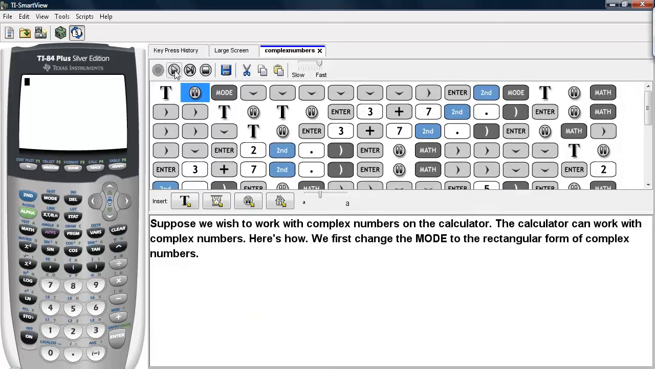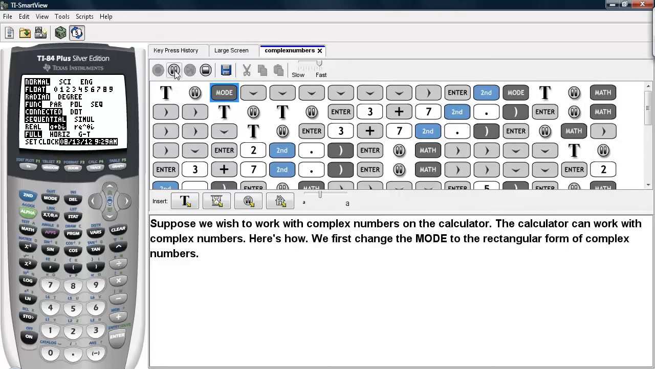Suppose we wish to work with complex numbers on the calculator. The calculator can work with complex numbers, and here's how. We first change the mode to the rectangular form of complex numbers. So we hit Mode, and we'll scroll down till we get to this particular option, and then highlight it and hit Enter. Then we'll return to the home screen.